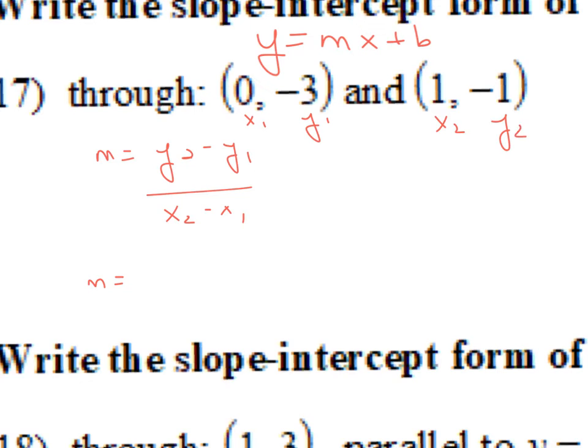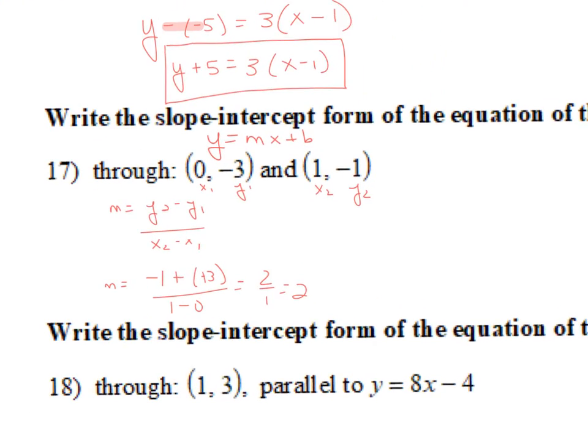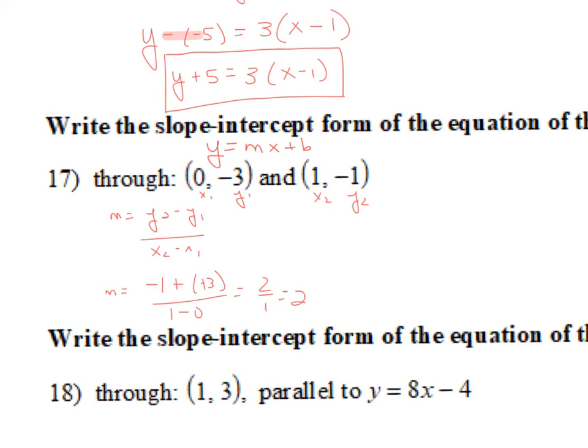So I'm just basically subtracting my y's. So I've got -1 minus -3. And on the bottom there, I've got 1 minus 0. So this will become plus, so I end up with 2 over 1 or 2. Now, it doesn't matter which coordinate point you pick, right? We're going to start in point slope. So I'm going to go ahead and just use this guy. You could use the 1, -1 if you want, though.